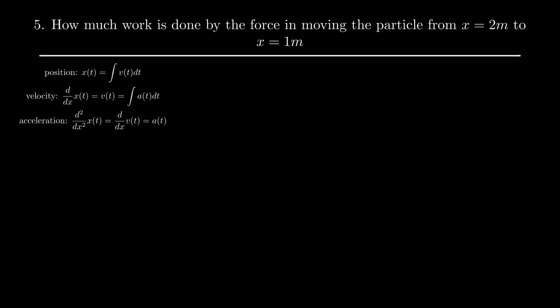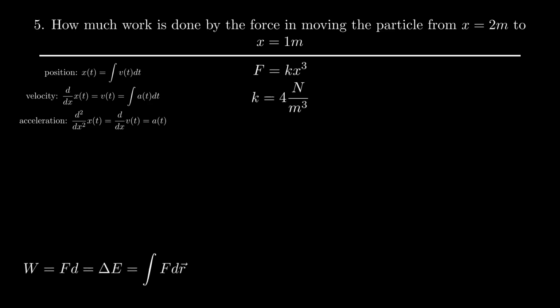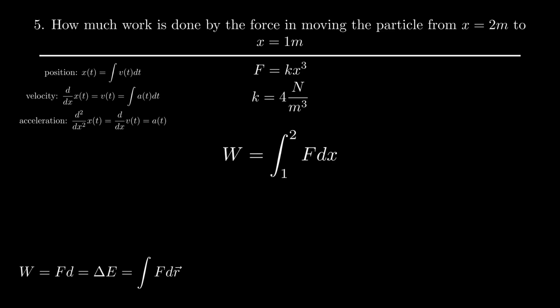In this next problem, we have how much work is done by the force in moving the particle from x equals 2 to x equals 1. Work can be calculated by force times distance, change in energy, or the integral of force. Knowing this, we can simply take the integral of the force equation and evaluate it from 1 to 2. So that would be the integral of 4x to the third, which would get you 4 over 4 times x to the 4th, which is simply just x to the 4th, evaluated from 1 to 2. After some evaluation, we get 2 to the 4th minus 1, which is simply 16 minus 1, which is 15.